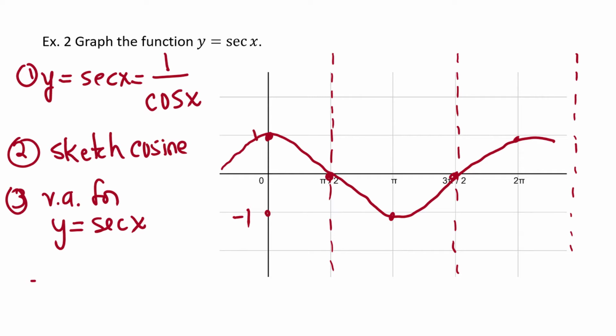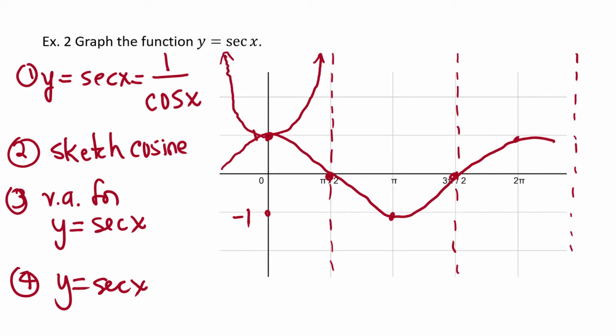Now we can sketch y equals secant x, knowing that it is a reciprocal function with these vertical asymptotes as guidelines. So we'll start at 0, 1. The secant will increase upwards to the vertical asymptote. It'll be symmetric to the left of the y-axis, so it'll increase that way also.